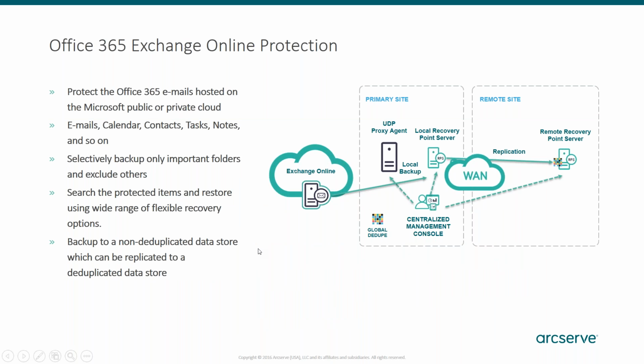When we look at the Office 365 online protection, I did kind of hit on this. What we're doing is backing up that data, bringing it back on-prem, giving you the ability to restore things like emails, calendars, contacts, tasks, and selectively choose what you want to restore. You can actually exclude some folders too if you want to exclude data. Maybe they have a junk folder, right? We don't want to back that up, so you can exclude that.